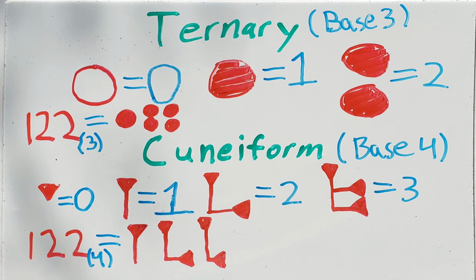Next, the cuneiform symbols. The triangle is a 0, the triangle with a line is a 1, the L shape is a 2, and the F shape is a 3. On screen, you see the number 122, base 4, written out with the cuneiform symbols.